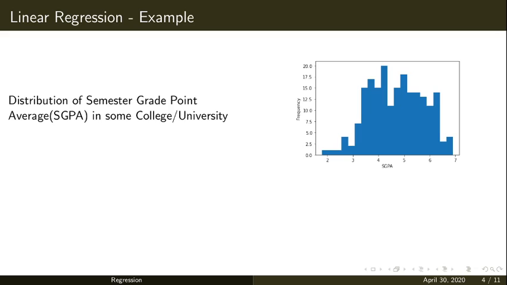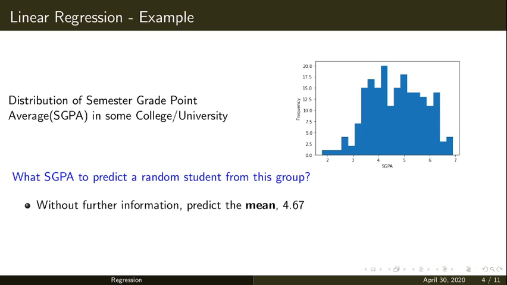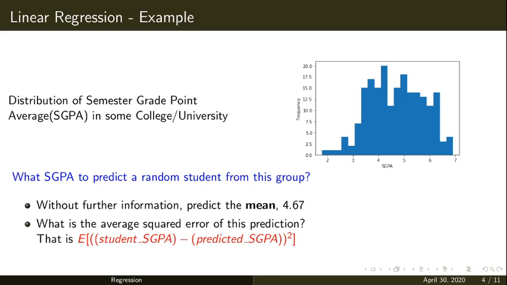Okay, so what will happen if a random student comes up and we would like to predict his GPA? Without any further information, we can directly predict the mean of this distribution, right? In this case it is 4.67. So next we will see how good is this prediction, or what is the error in this prediction?